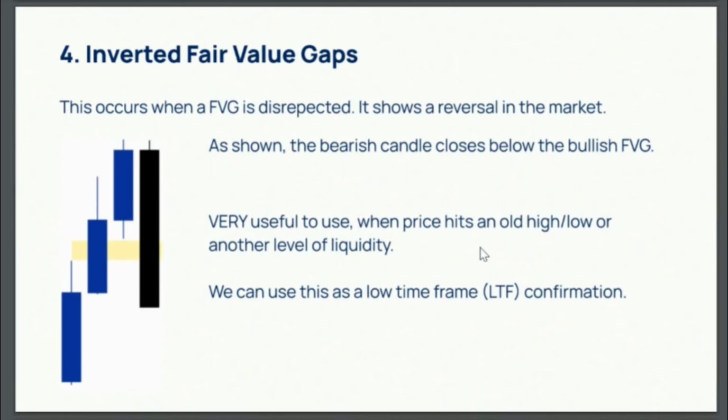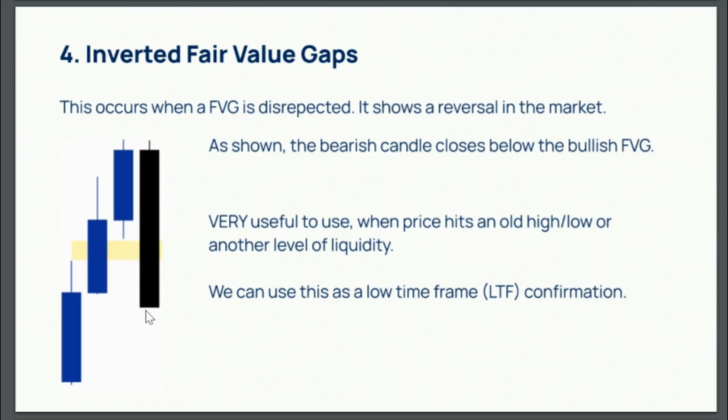Following on is the inverted fair value gap. This is when price shows a reversal in the market. So you've got the area in yellow again. That is a fair value gap, bullish this time. It's then disrespected. Now when we say disrespected, we mean the candle closed below the fair value gap. This indicates a market reversal and that price is no longer bullish.